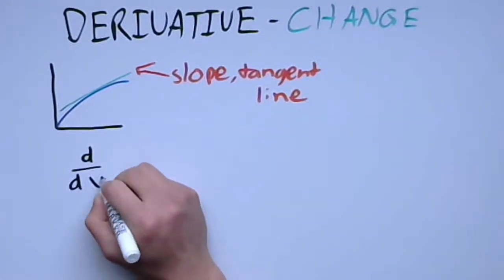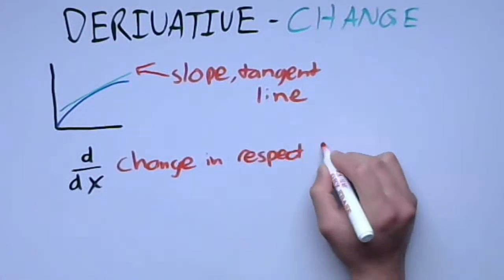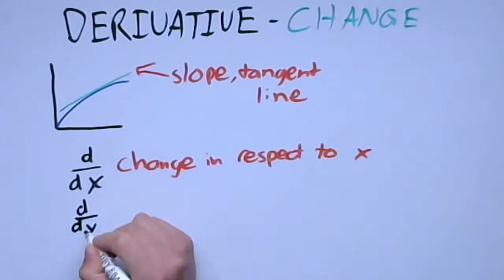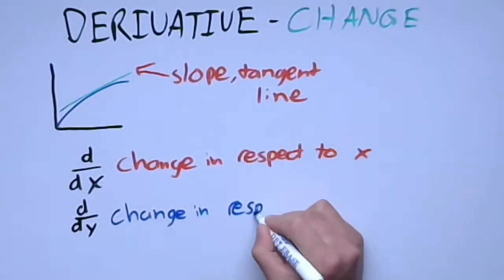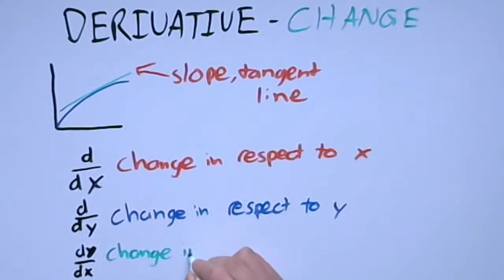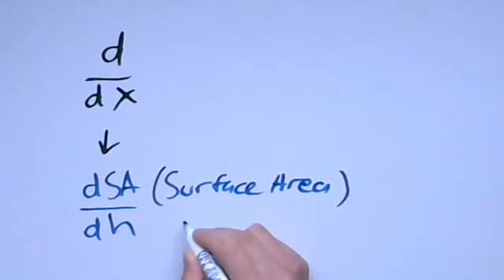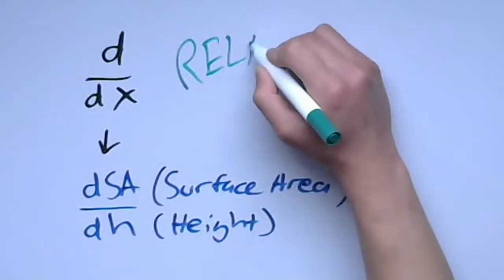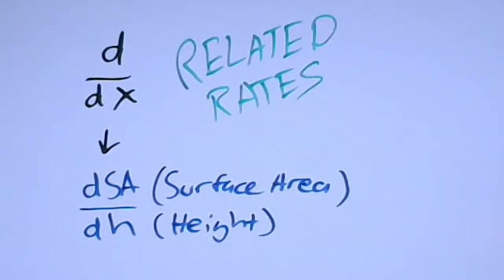The notation of a derivative, d over dx, means the change in respect to x, or in terms of x. This notation can be exchangeable, so d over dy means the change in respect to y, and dx over dy means the change in x in respect to y. This exchange in notation can help explain the relationships between two real-world variables, which is also known as related rates.